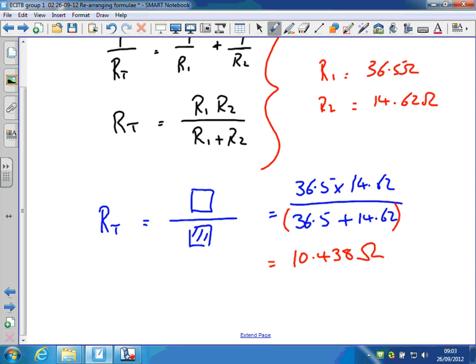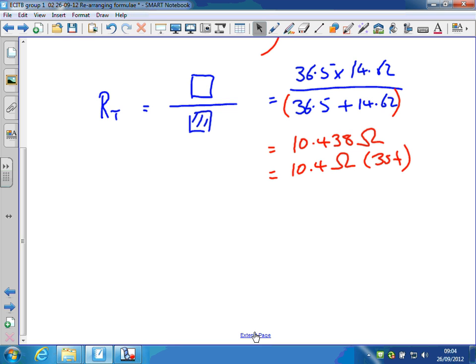Ohms. Appropriate accuracy? Sorry, at the end there. Appropriate accuracy. Look at this answer. Is that appropriate? No, a bit too many, Daniel. A bit too many, aren't there? 5 significant figures you give me there. What would you give it then? 3 significant figures. Okay, so what would that be? 10.4 ohms to 3 significant figures. Okay. Could have got away with 4, but not 5.